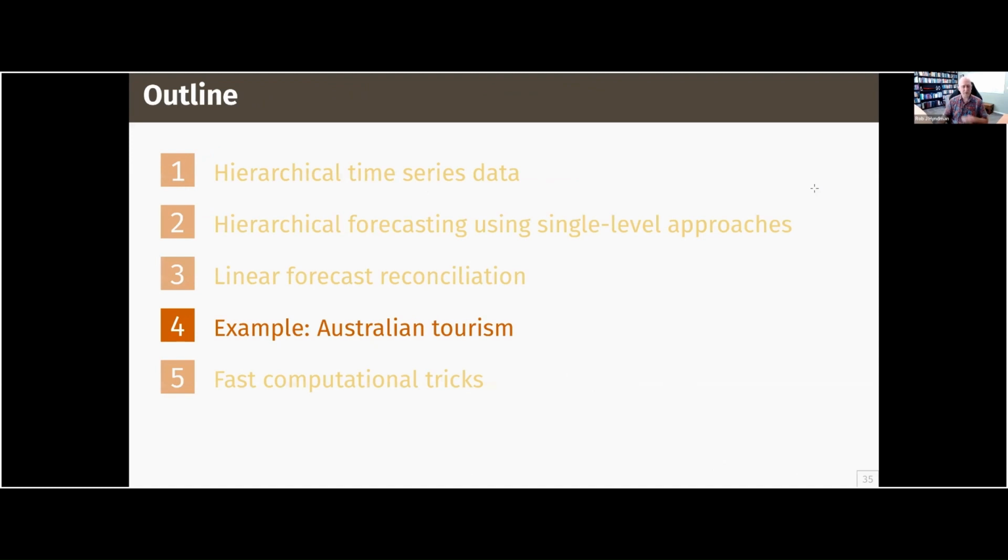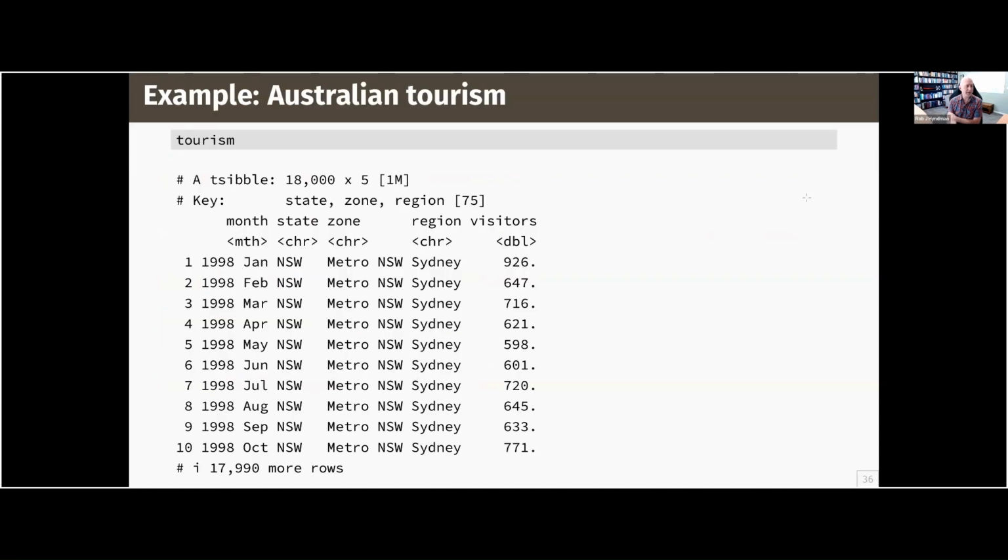So let me do an example on the Australian tourism data. I'm going to use the Fable package for this in R, because I think it's the nicest interface and easiest to use. But as I said, there are other packages. I list several R packages and several Python packages on the website that I gave on the first slide.